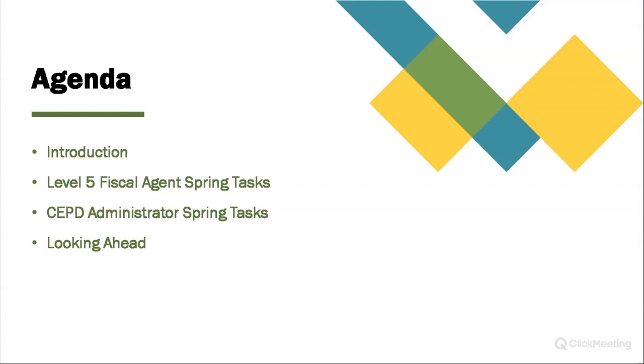Okay, so we went through all of this information already. We did our introduction. Our introduction was just showing you where all of our resources are on our knowledge base. We're going to go through all of the level 5 demos at once. So we're going to go through our review of our validation, as well as how to submit to the CEPD administrator as a level 5 fiscal agent, and review some of the reports that can be reviewed before you make your submissions.